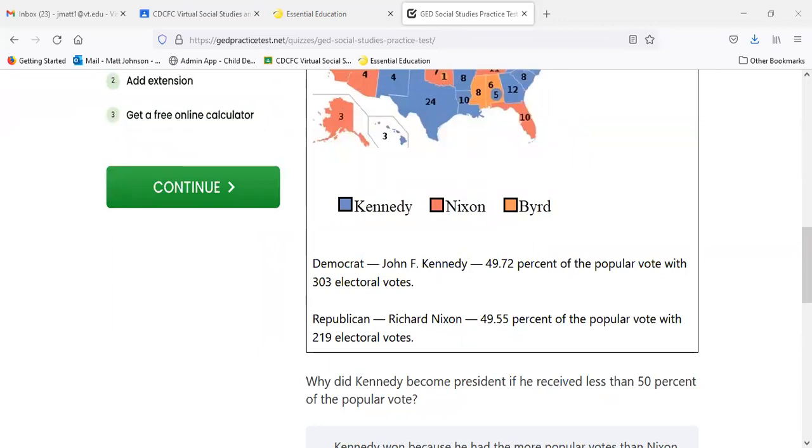It's 270. Yeah, 270. So he got 303, Nixon 219.